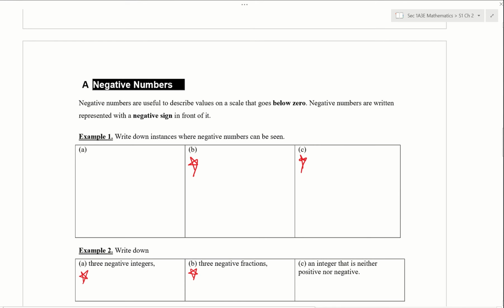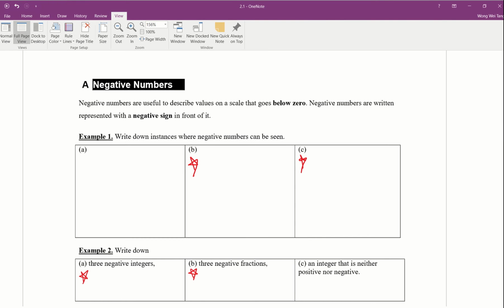Okay, what was the example that they gave over here? The first example. What was it? Money. Okay, money in the EZ-Link card. So give me another instance where negative numbers can be seen. Bank account. Okay, but that's still money, right? What about something else? Math question, yes, but real life context.